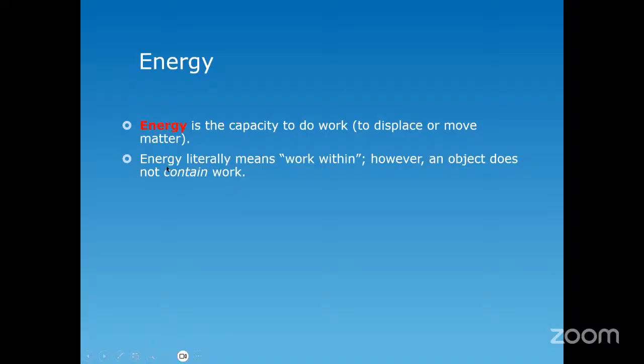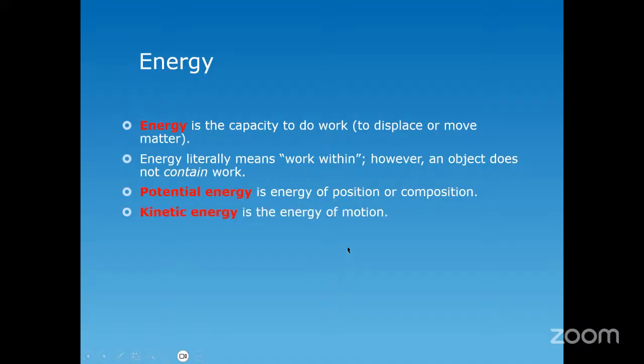So the term energy, I think the original word was in Latin, means literally work within. However, an object does not contain work, all right? And there are two main types of energy. You have what is known as potential energy, which is the energy an object has by virtue of its position or composition, and kinetic energy, which is the energy an object has by virtue of its motion, all right?